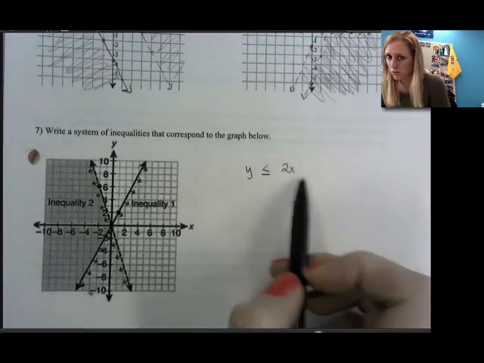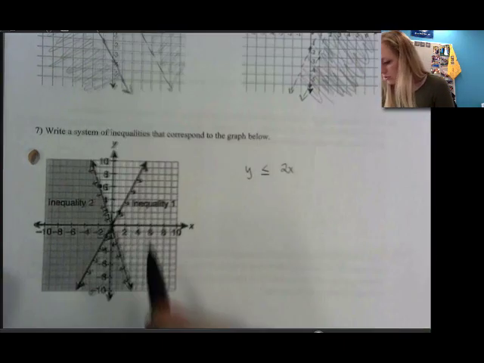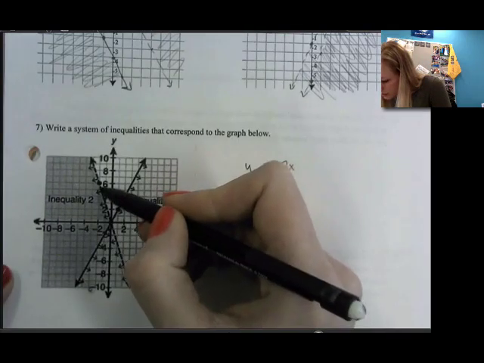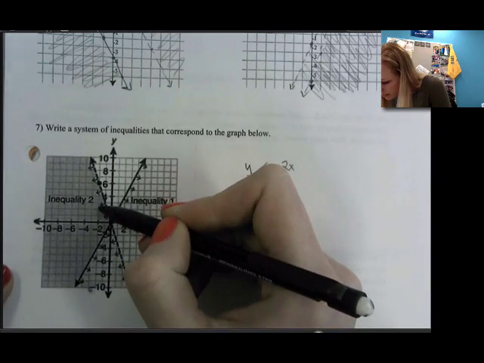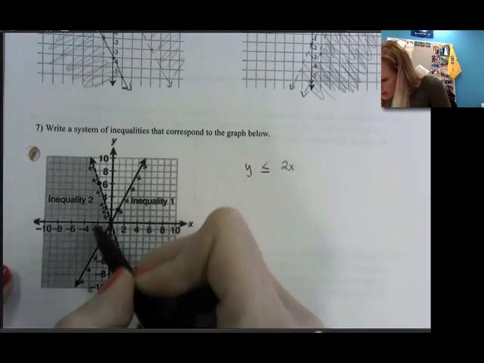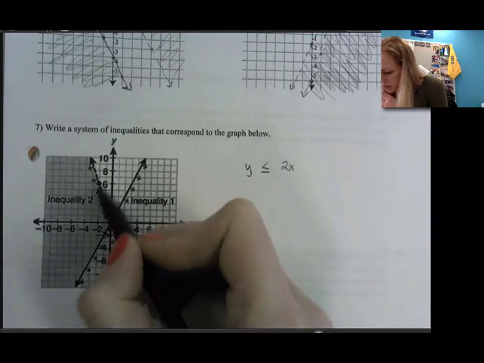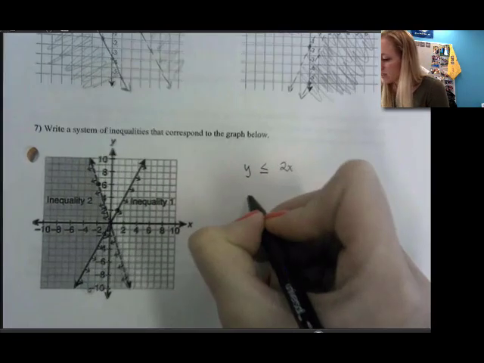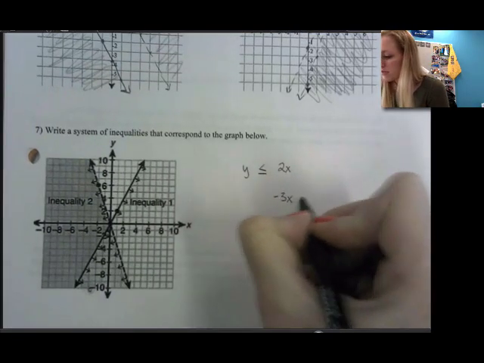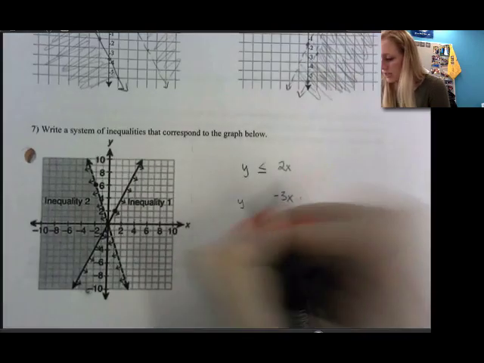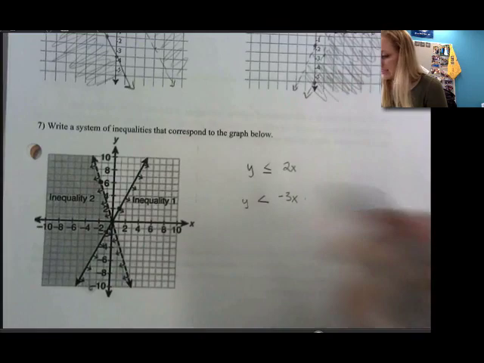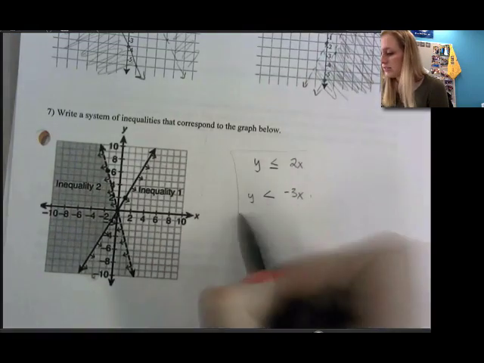So that's inequality 1. Inequality 2 also has a y-intercept of 0, and its slope looks like 1, 2, 3, 4, 5, 6, and over 2. So 6 over 2 is the same as 3 over 1, and it's negative. So negative 3x plus 0. This one is shaded below, but it's a dashed line, so it's just going to be less than. So that is the system of equations there.